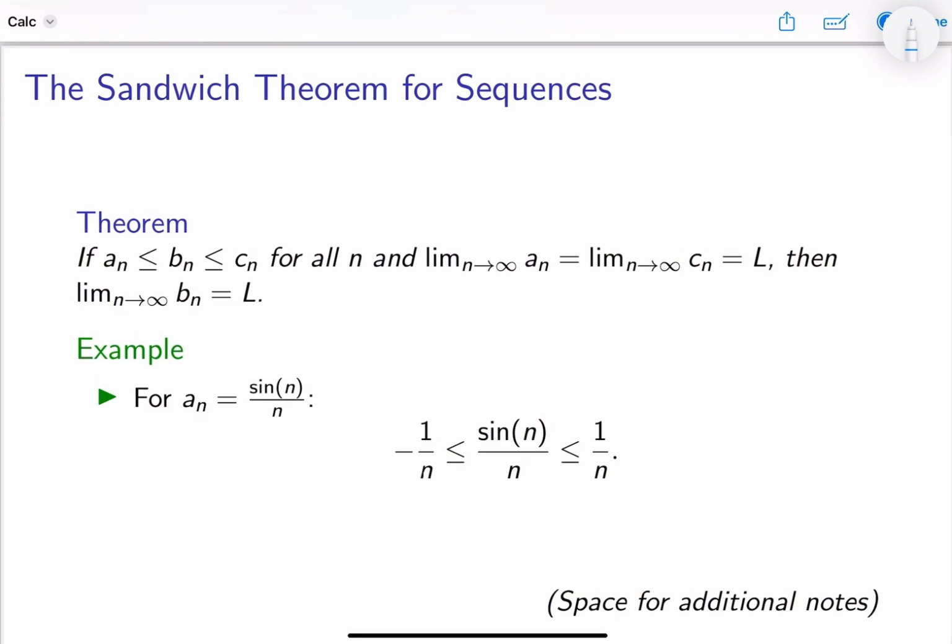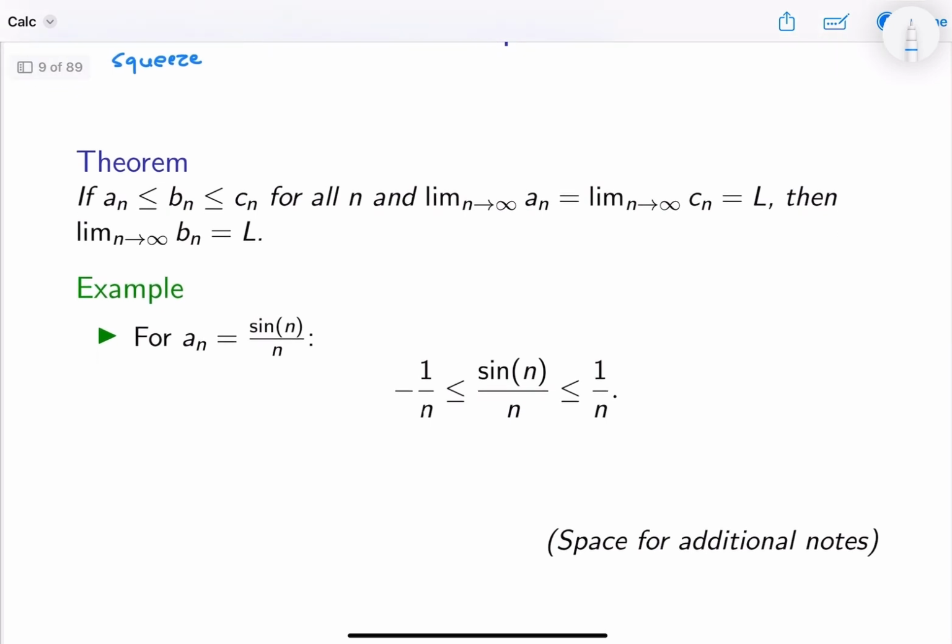So here's the idea of this theorem. The idea of this theorem is that you want to use the information you know about sequences that bound your sequence to get the limit of your sequence. So what do I mean by that? Before we talk about the theorem, let us just look at this example, right? Let's look at this example.